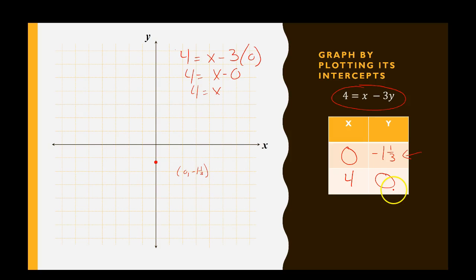Then I can do my (4, 0), which is 1, 2, 3, 4, which is right there as a positive 4 on the x. And that would be your line.